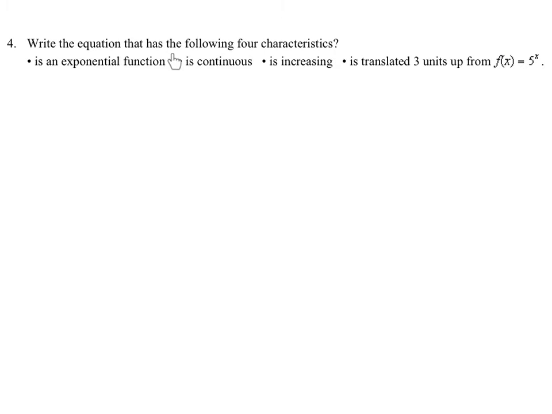Write the equation that has the following 4 characteristics. Is an exponential function, that's this guy right here. Exponential function means the x is in the exponent. Is continuous. If we were graphing, that would just mean that all the lines would be connected. Is increasing, that means it's going to be starting down low and going up.